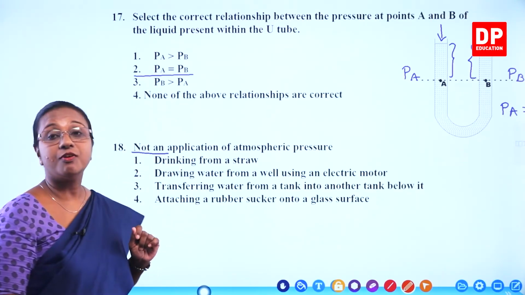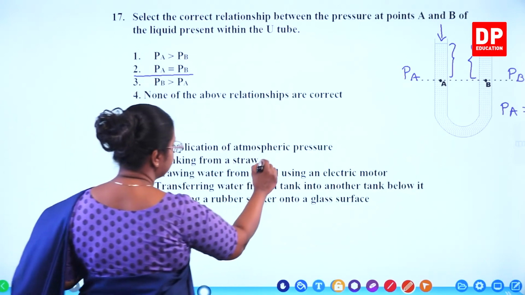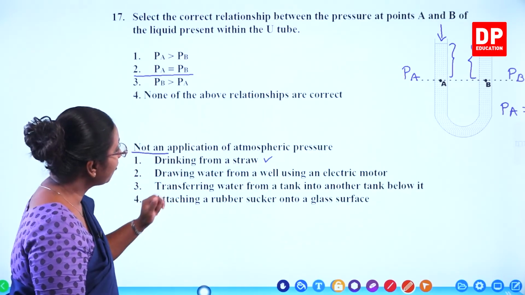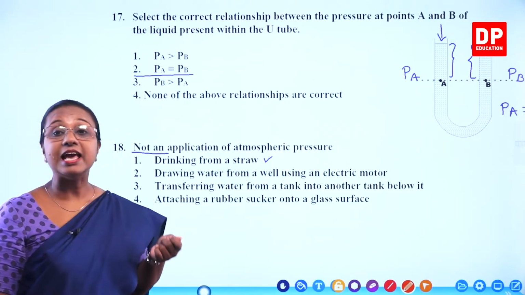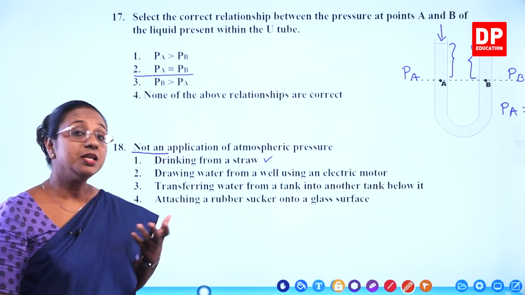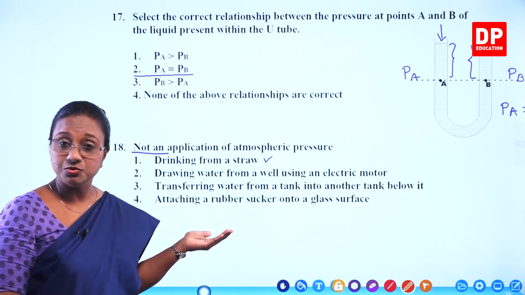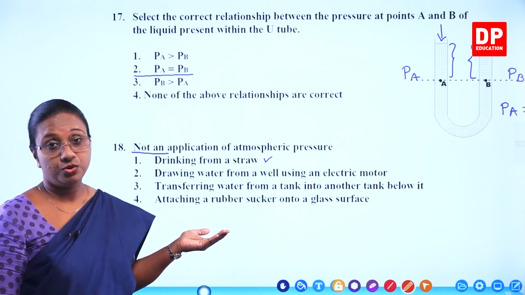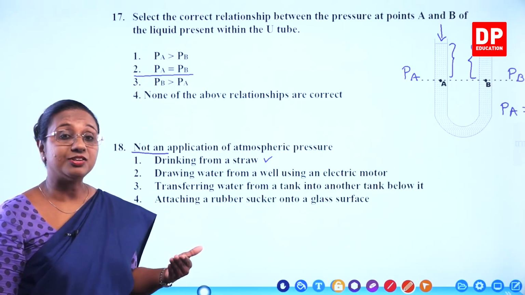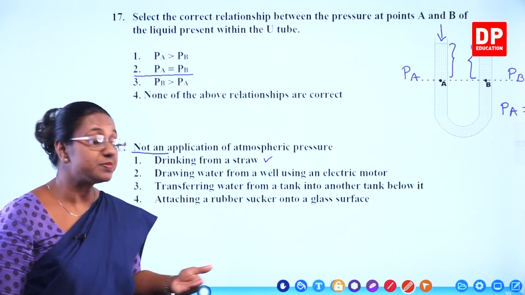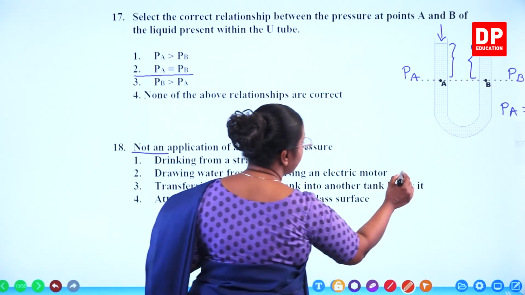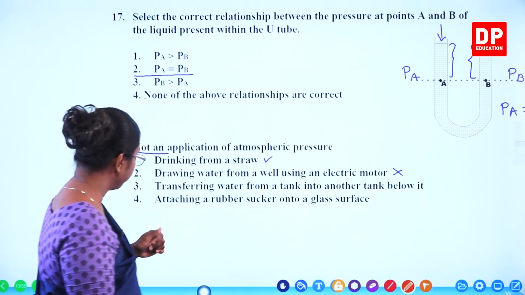First one, drinking from a straw. That is correct. That is an application. Drawing water from a well using an electric motor. Using an electric motor, does it use atmospheric pressure? No. There it is using electricity. The motor works, it pumps water. So that does not use atmospheric pressure.